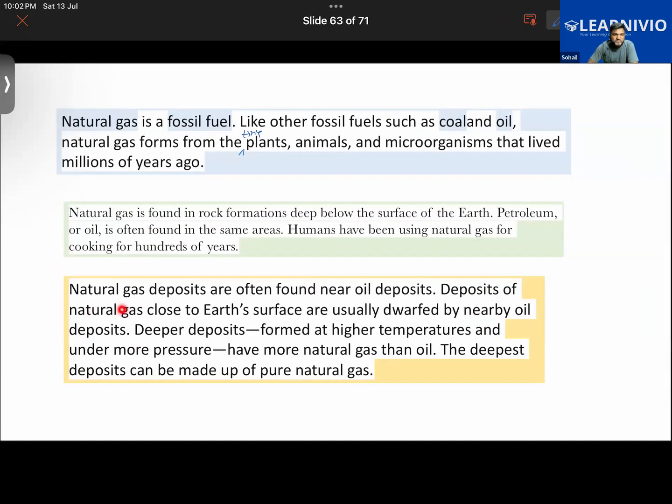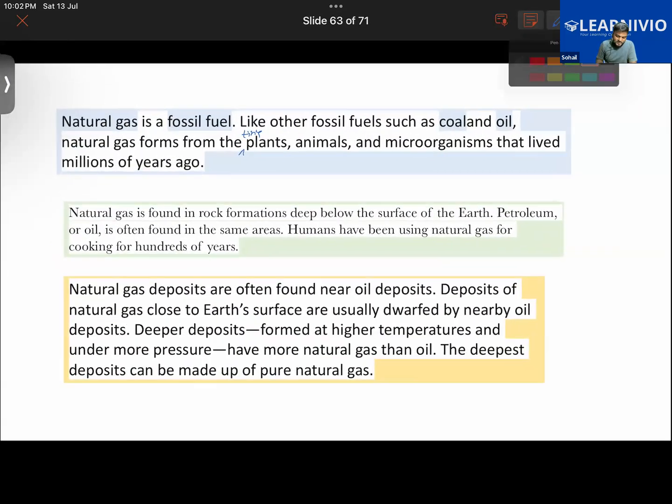Natural gas deposits are often found near oil deposits, and deposits of natural gas close to Earth's surface are usually dwarfed by nearby oil deposits. So, what do we mean by this? If deposits of natural gas are found close to the Earth's surface, they would usually be decreased due to the presence of an oil deposit there.